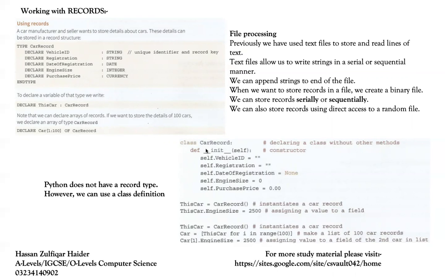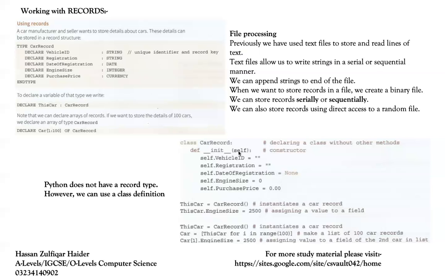So we have a vehicle car record, class CarRecord. This is exactly the same technique we used for defining a class in OOP, but the difference is that none of my attributes are private. So vehicleID should be string, registration should be string, date of registration is none, engine size is integer initialized with 0, and purchase price will also be this.